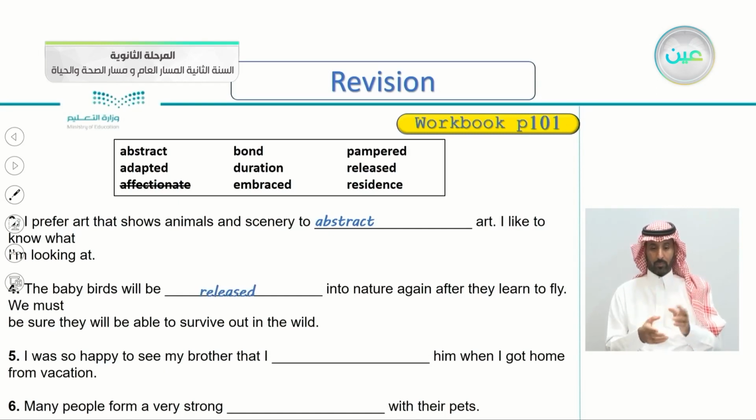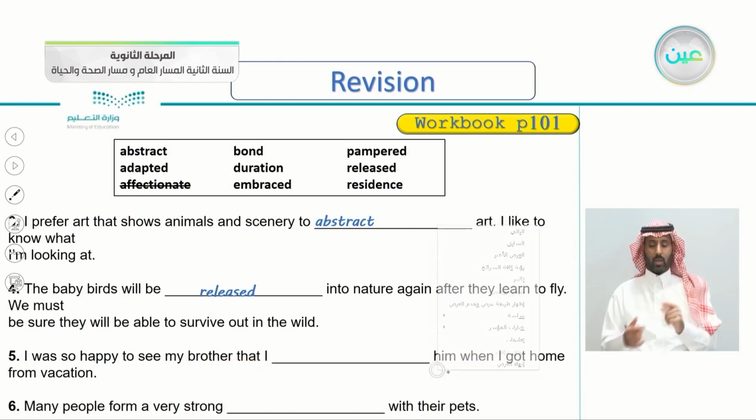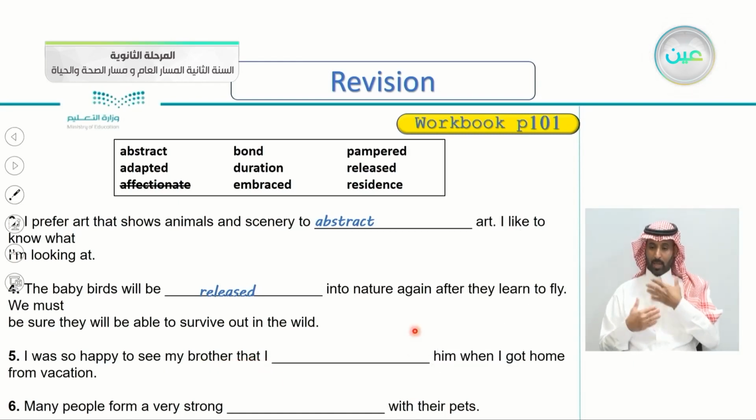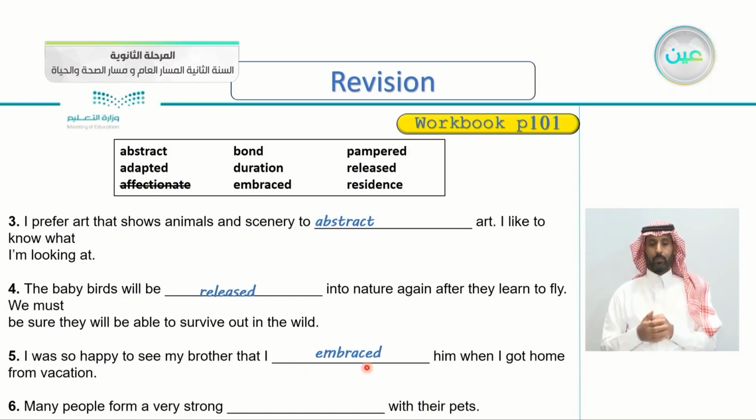Very good. Number 5, I was so happy to see my brother that him. When I got home from vacation, I was so happy to see my brother that, so he did something to his brother here. What did he do to his brother? He didn't see his brother for a long time. So when he first saw him, what did he do? Yes, very good. He embraced him. I was so happy to see my brother that I embraced him when I got home.